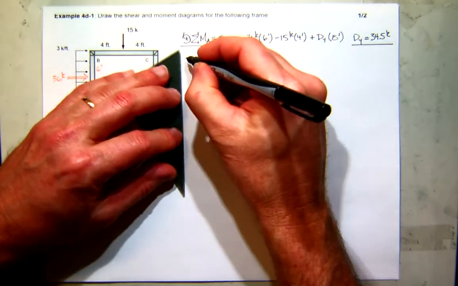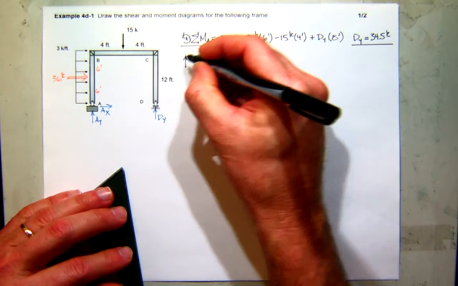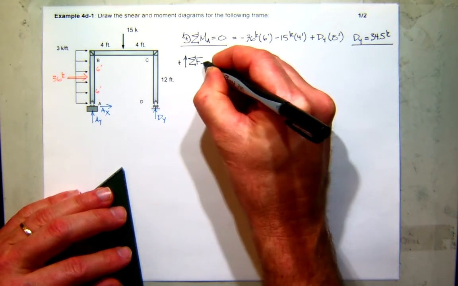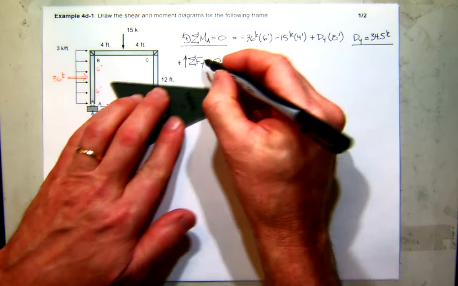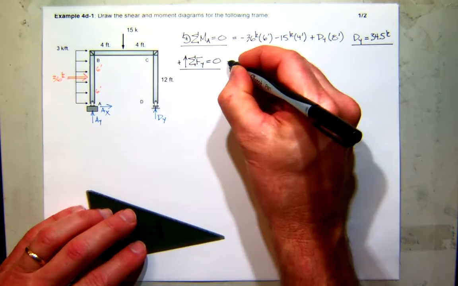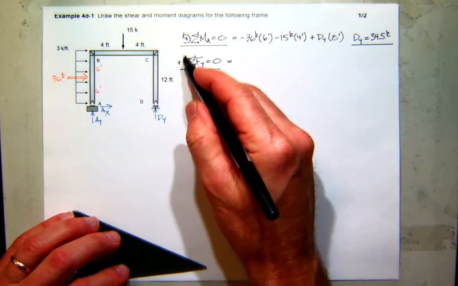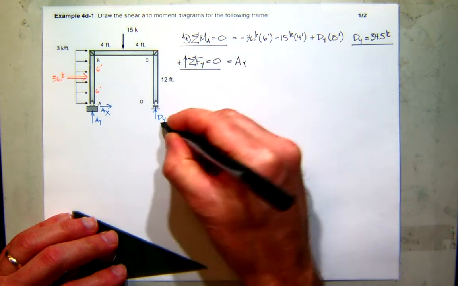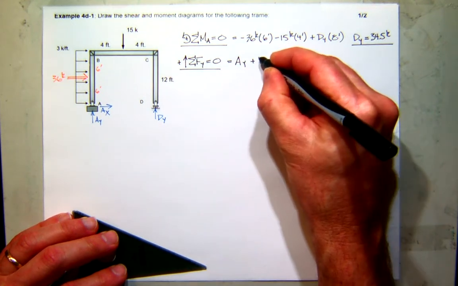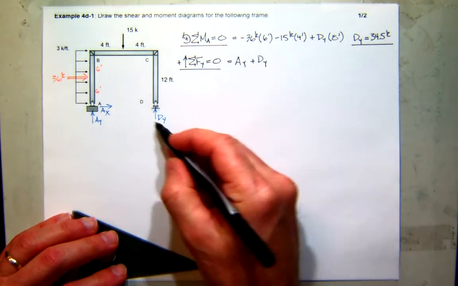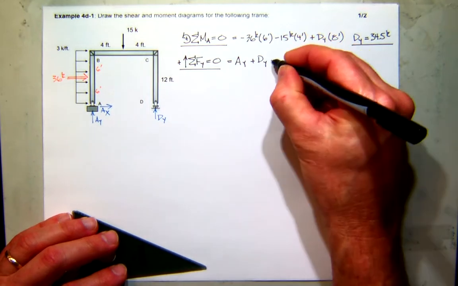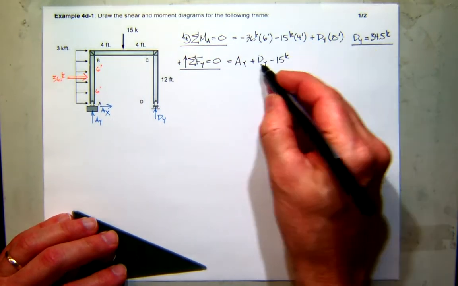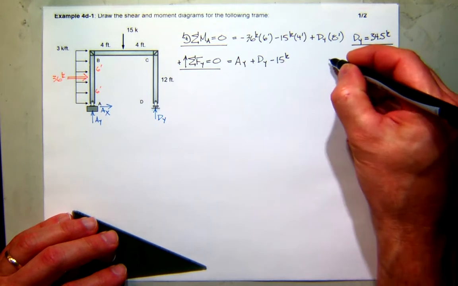Okay, so now we can do a couple things. I'll sum forces in the y direction and make sure that's in equilibrium. So there's my statement. So what do we have in the y direction? I'm assuming up is positive, so I have AY up. I have dy also up. And I've got this 15 kips acting down. So since I know dy, I can plug it in here. I should be able to find AY.